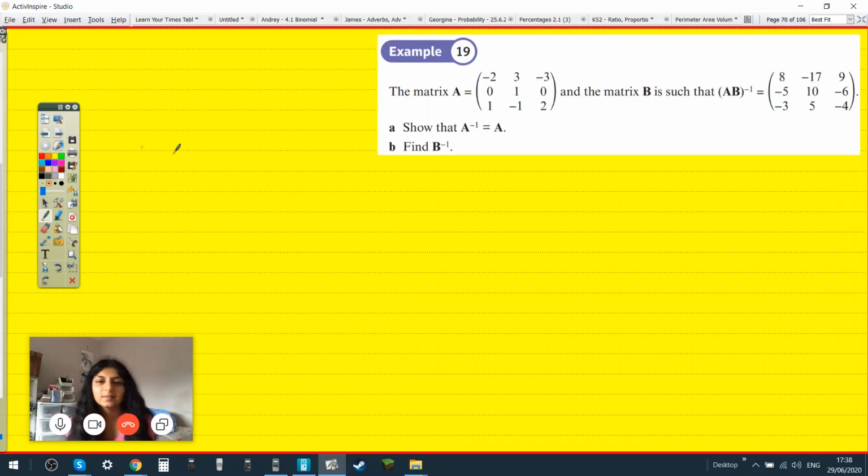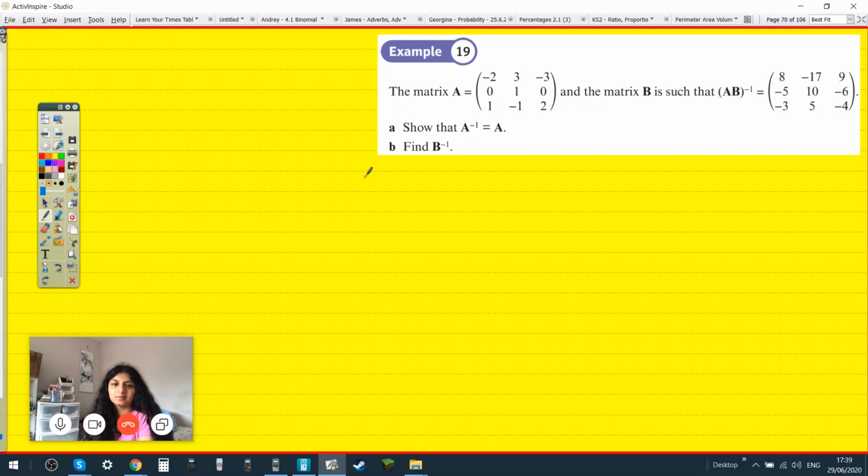Okay, grand. The matrix A is this, matrix B is that. Find the inverse of A, show that A inverse is equal to A, and find the inverse of B. So show that the inverse of A is A. How would we do that? Find the inverse of A. Yeah, and that would just take a long time. Prove. And then how would we find the inverse of B?